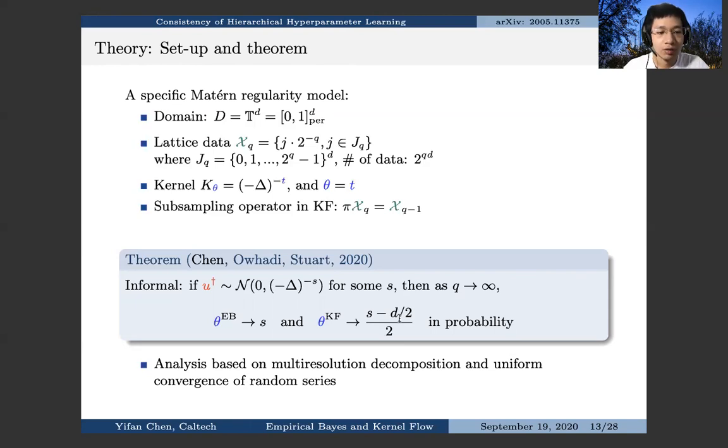Here, we will not elaborate on the proof of the theorem. We mention that the analysis is mainly based on the multi-resolution decomposition, and we use some Schur complement techniques, which appeared in Professor Owhadi's work on gamblets. We also use some probability, the uniform convergence of random series, to conclude the convergence of minimizers.